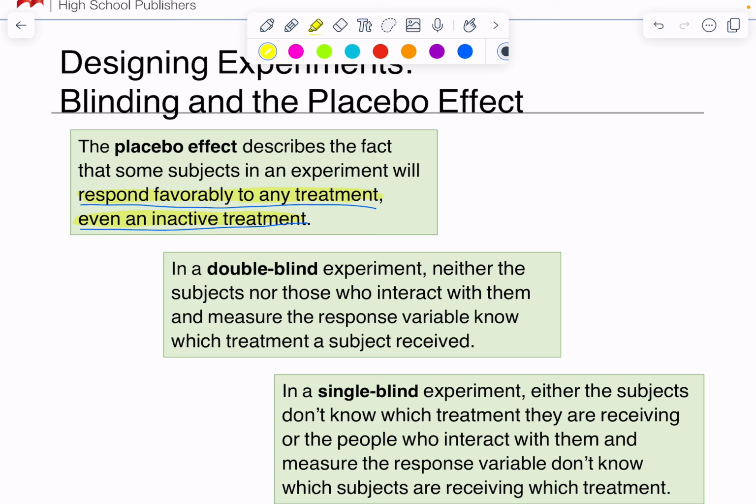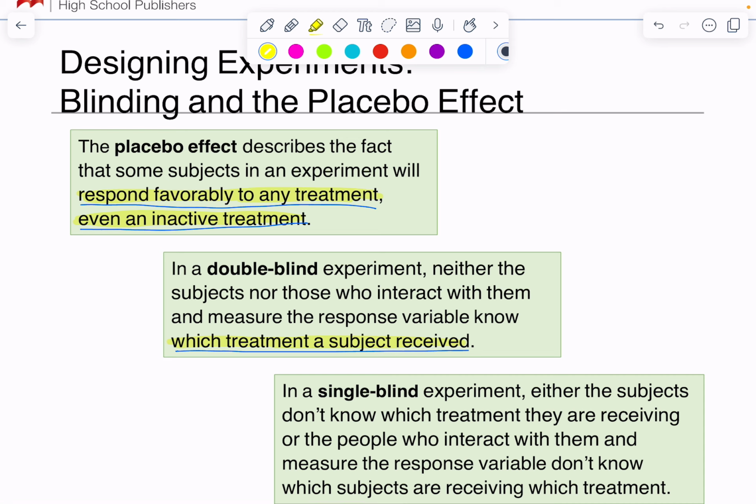Double blind. So this one's usually, a lot of studies like to be double blind. This is when basically nobody knows what's going on. Okay, neither the subjects nor those who interact with them and measure the response variable know which treatment is being received. Okay, so nobody knows who's getting what treatment. Somebody in an office somewhere knows that patient A or patient number 1 got treatment A and patient number 2 got treatment B, etc.